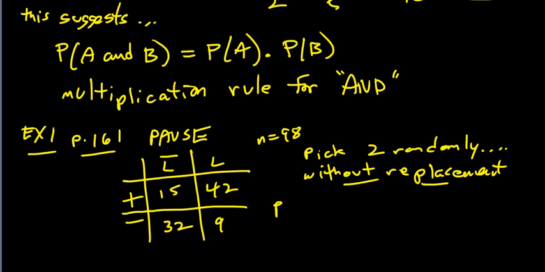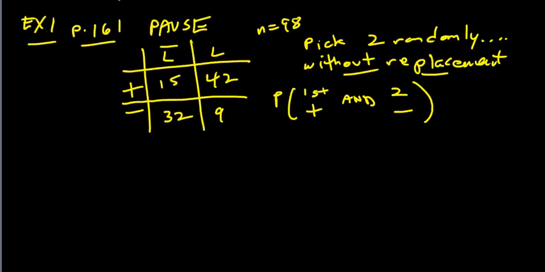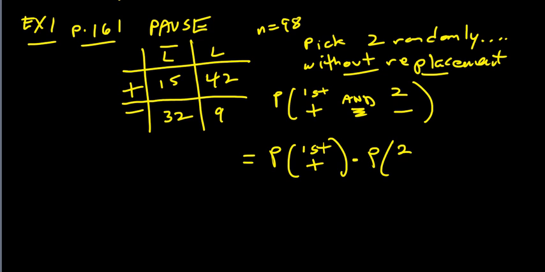I claim, well, let's see, the example asks us for this probability. The probability that the first one has been chosen as a positive test result and that the second one chosen had a negative polygraph test result. According to the multiplication rule, it's the probability that the first one was chosen positive times the probability that the second one was chosen as a negative test result.